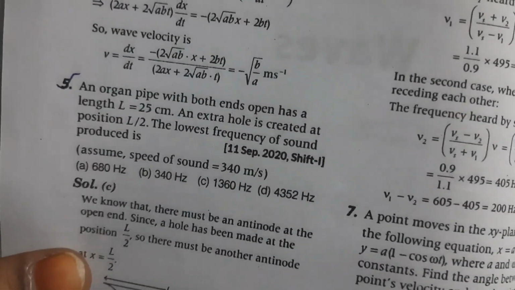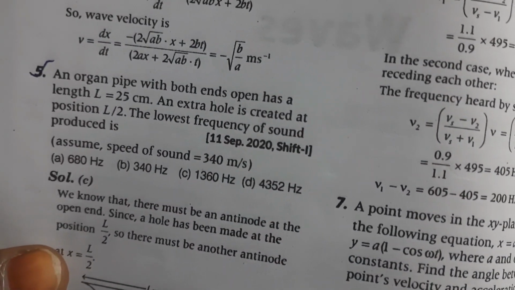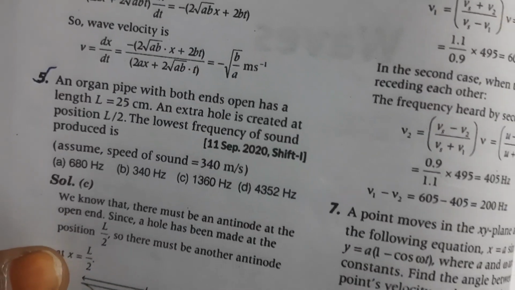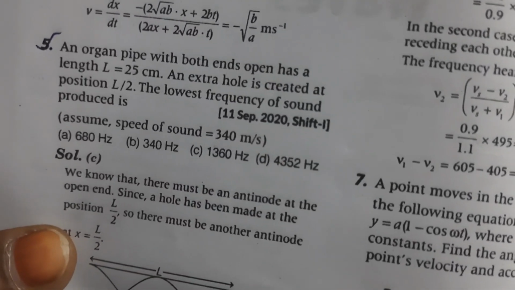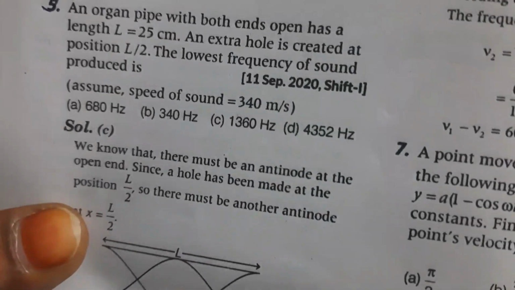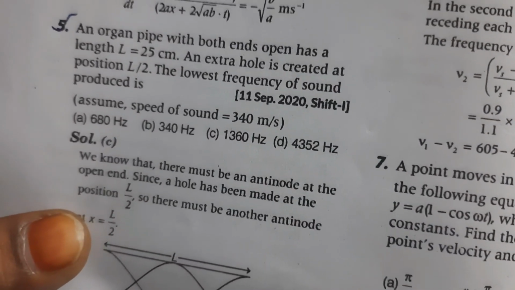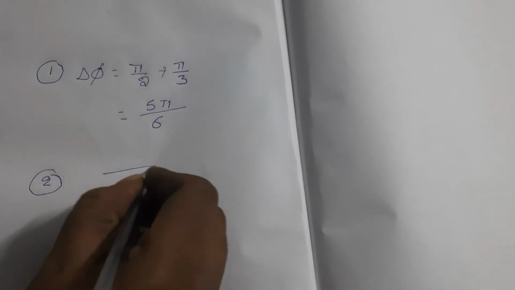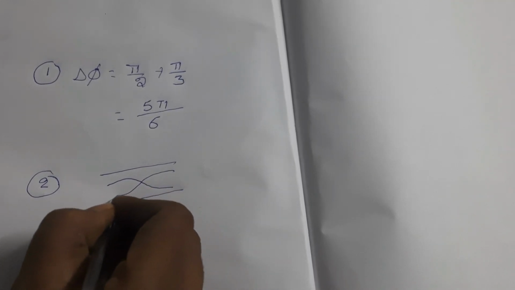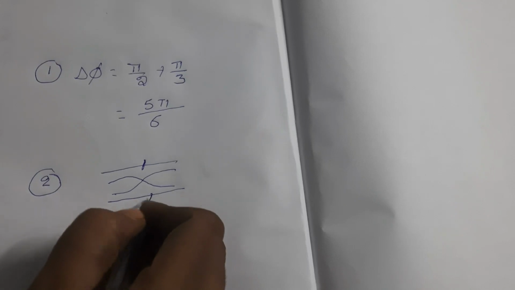The given problem is: an organ pipe with both ends open has a length of 25 centimeters. An extra hole is created at position L by 2. The lowest frequency of the sound produced is? They made one hole at half of the length, that's why you take only half of the length.